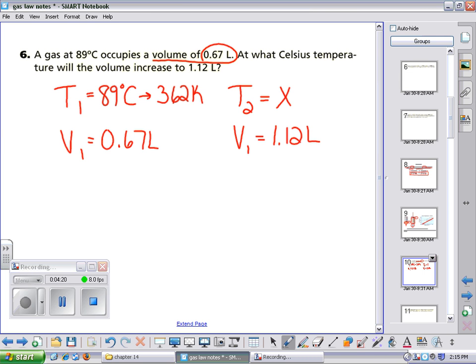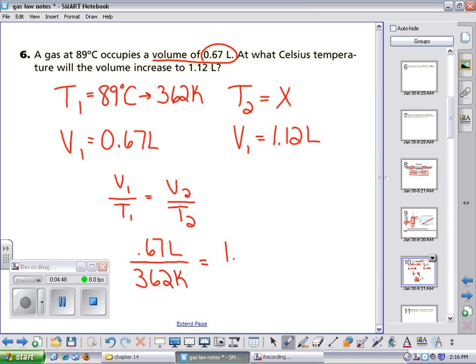We'll use V1 over T1 equals V2 over T2. You can use the other equation if you want, cross multiplied. We'll do that on the next problem. You can decide which one you like better. So the original volume was 0.67 liters. The original temperature in Kelvin is 362. You have to use the Kelvin temperature. The new volume, 1.12 liters. And the new temperature, we don't know.